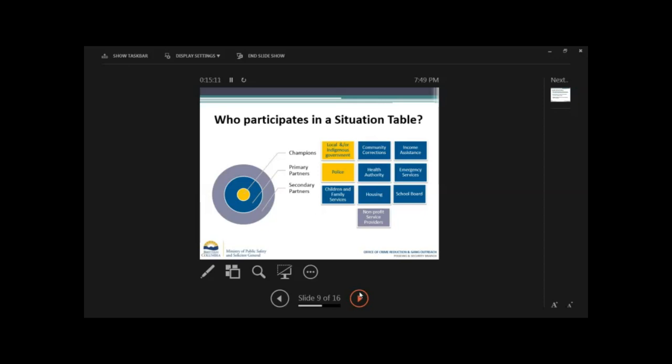So that would be a really good case for the situation table, where it's like, how do we help this person? Who's the best fit to help this person? Recognizing that we don't want to get them evicted. So it's sort of a fine balance between all of those different factors.